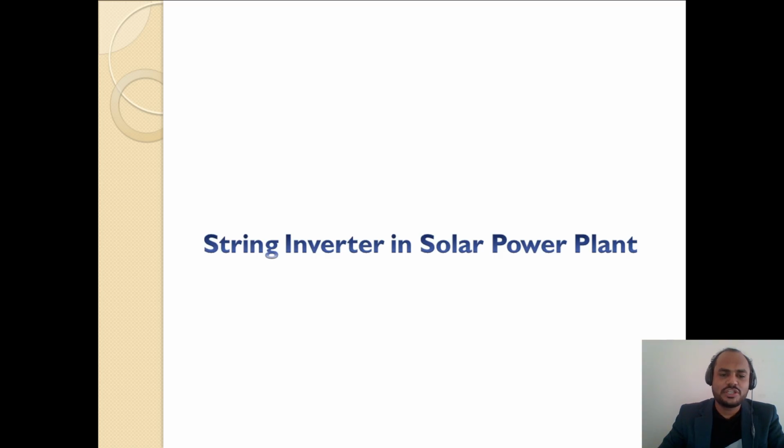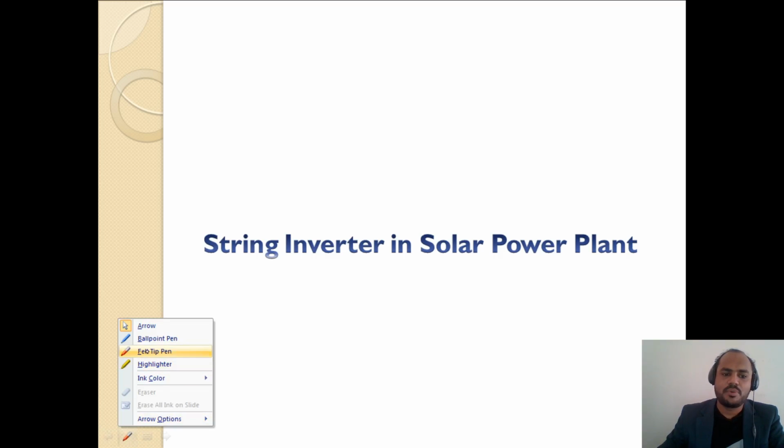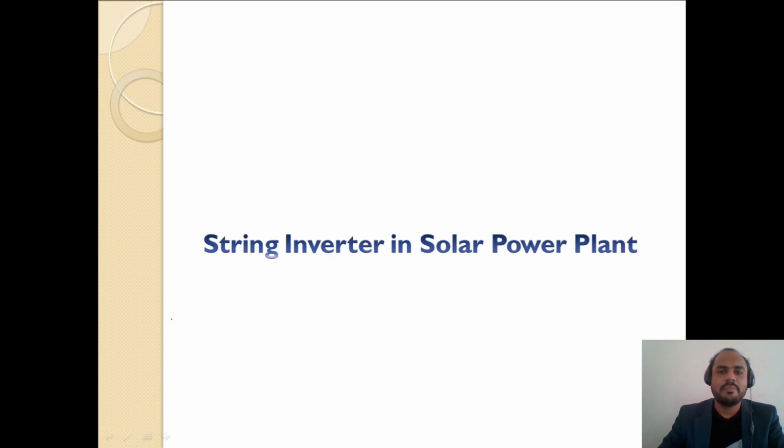Basically, in today's session, we're going to discuss some points regarding the string inverter in the solar power plant. As we know, whenever we are constructing a solar power plant, the inverter plays a very important role here. The main and basic function of the inverter is to convert the DC form of the electricity into the AC form of the current.